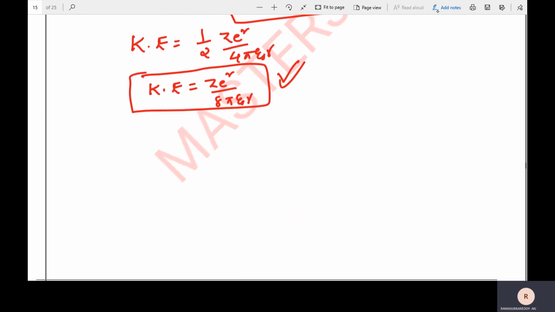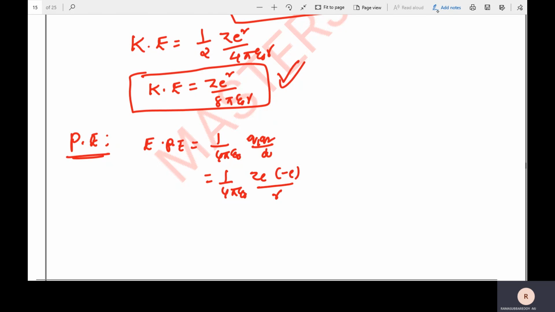Then potential energy. This is nothing but electric potential energy. What is the formula? We have 1 by 4 pi epsilon naught q1 q2 by d, which is 1 by 4 pi epsilon naught times Ze and minus e by r. Then the potential energy is equal to minus Ze square by 4 pi epsilon naught r. That is our potential energy.